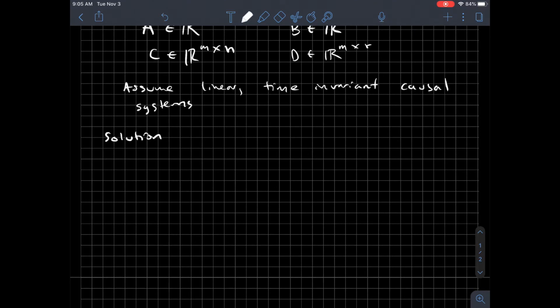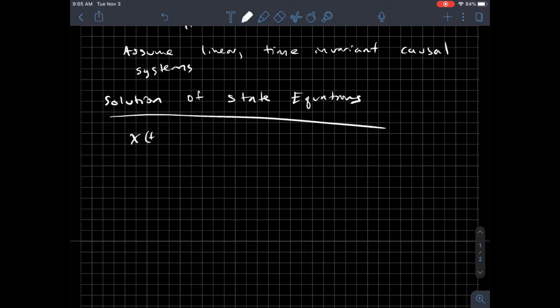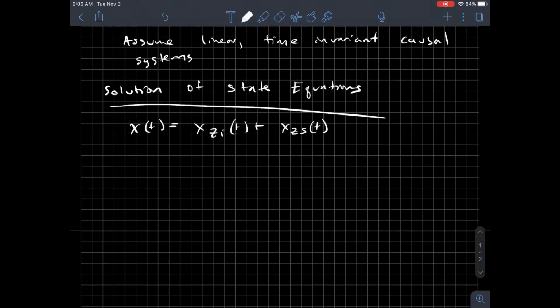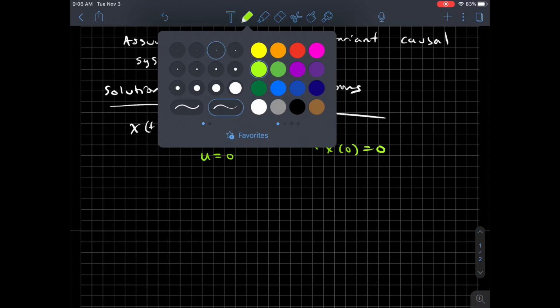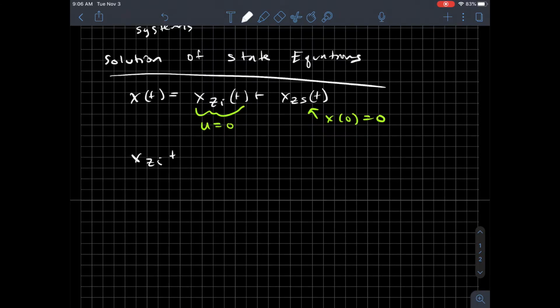The solution to the state equations is x of t is equal to x zero-input of t plus x zero-state of t. This is mirrored very closely with the differential equation understanding that you would get early on in a control systems course. So the zero-input response is when the input is equal to 0. The zero-state response is when the initial conditions are equal to 0. So x zero-input of t is equal to e to the A t times x of 0.